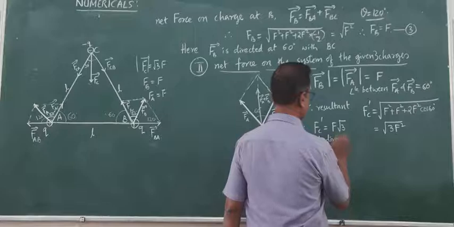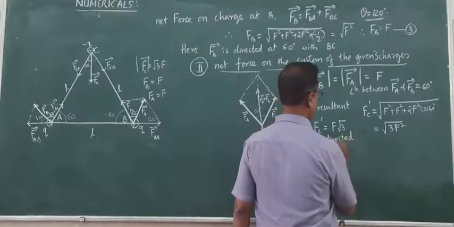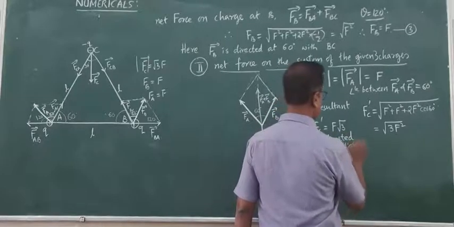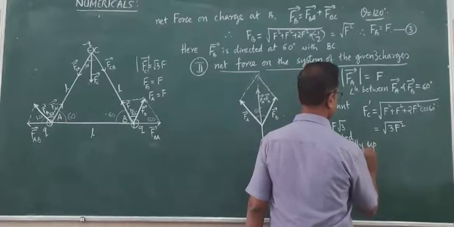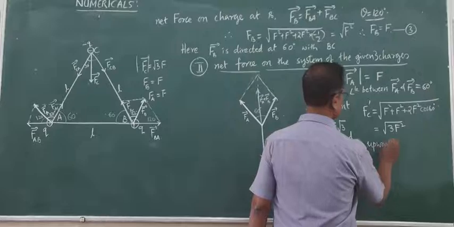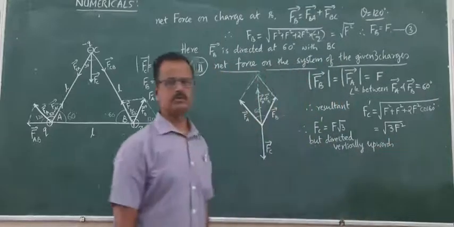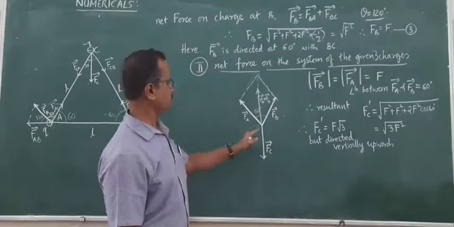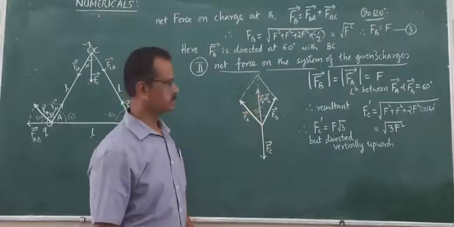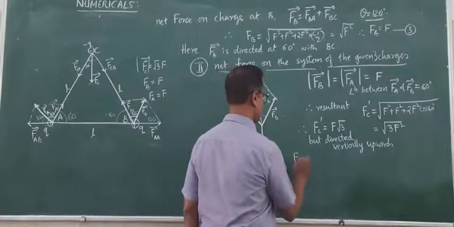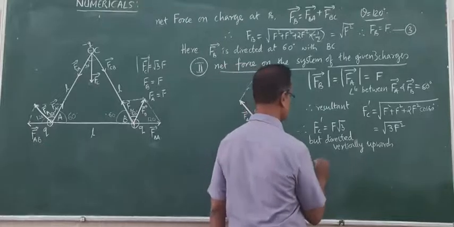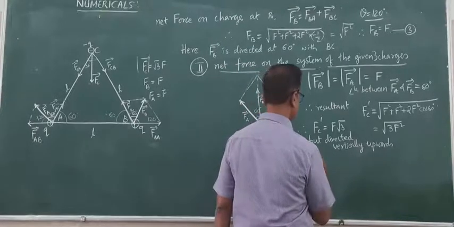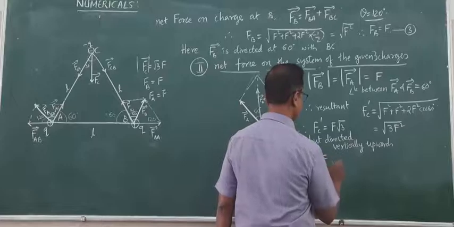Directed vertically upwards. So if you want to show exactly, it is directed along the positive y-axis. So FC dash vector is equal to root 3 F j cap.